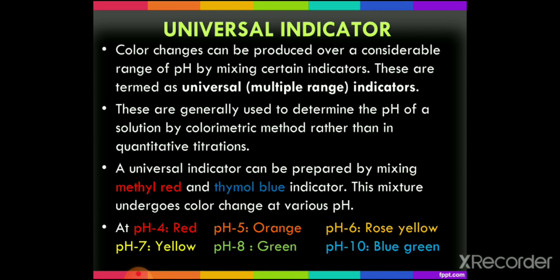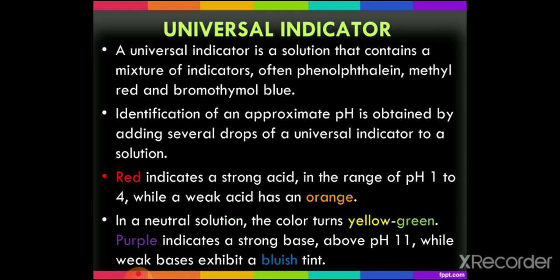At pH 4, the color will be red. Then at pH 5, the color will be orange. At pH 6, it's yellow-rose. At pH 7, it's yellow. At pH 8, it's green. And at pH 10, the color changes to blue-green.